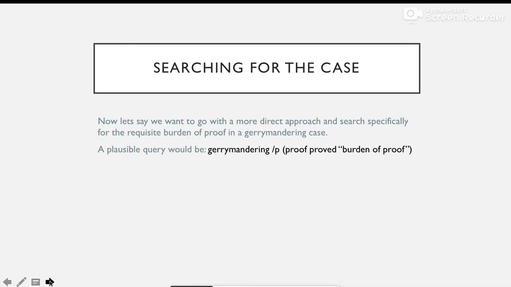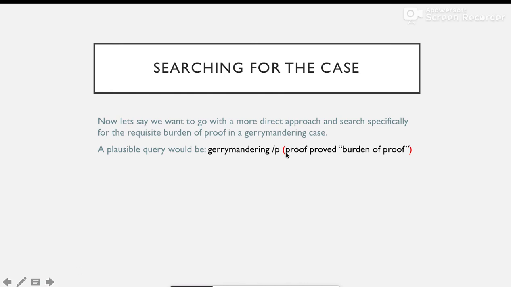Now let's say that we're going to go with a more direct approach. We want to look directly into proof, what is the burden of proof in a gerrymandering case. So here would be a good query for that. Gerrymandering, and within the same paragraph of proof, proved, or burden of proof. So let's look at what the symbols mean here. Gerrymandering needs to be within the same paragraph of one of these three words, any one of the three.